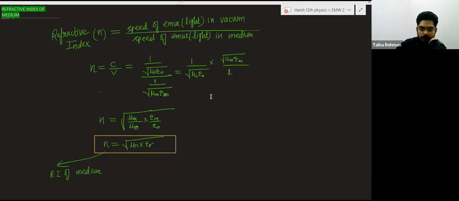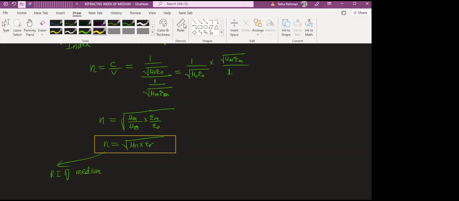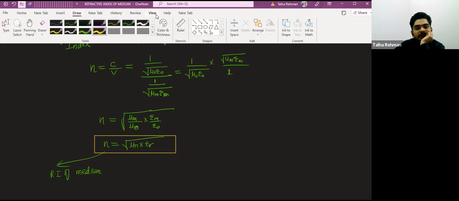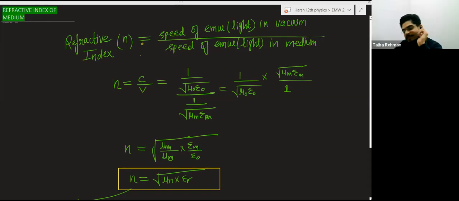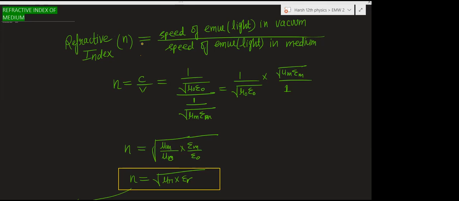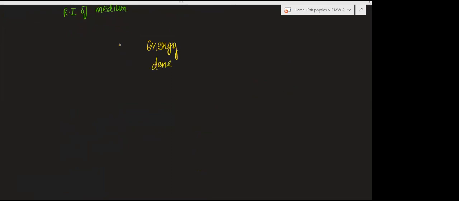Done, sir. Okay. Do you know what is energy density? Not current density, that is different. Energy density is basically the energy contained in a unit volume, energy per unit volume. Don't write it, I will write this. This is just for your understanding.